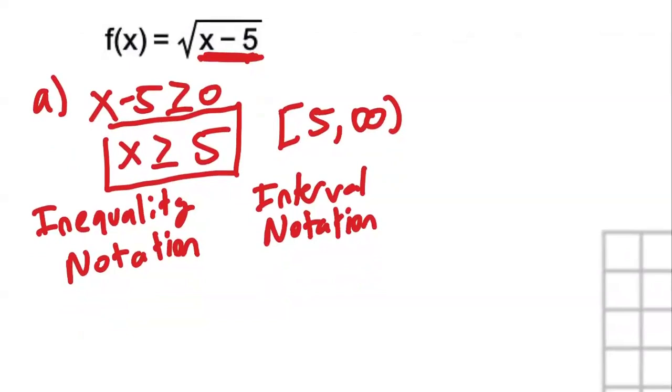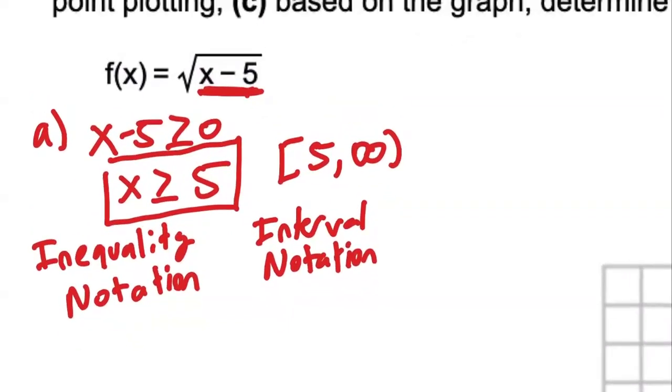So there's two ways to write the domain. Either write it in inequality notation or interval notation, where you have to use a bracket, positive 5, comma, infinity.